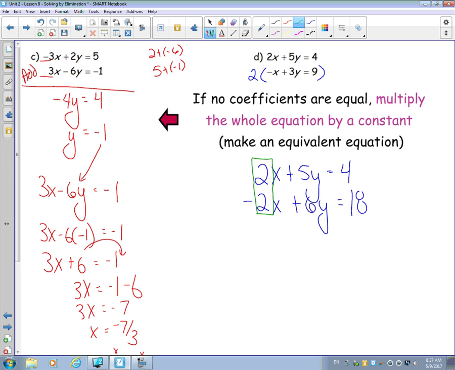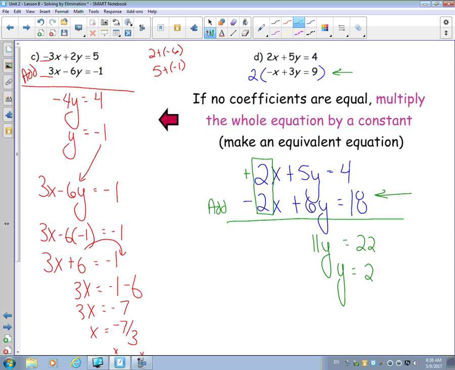Okay, 2, 2. I look out front and I see I got one minus sign and one plus sign. Those are opposite signs, so I can add. 2 plus negative 2, it's gone. 5y plus 6y makes 11y, and 4 plus 18 makes 22. If I divide that out, I get y is 2. I solved that part by creating an equation that was helpful for myself. This is not a new line. It's just a different version of that line.